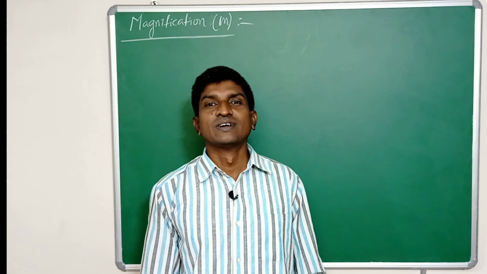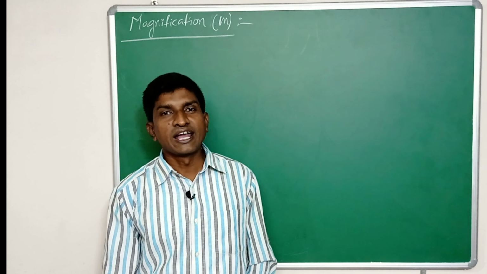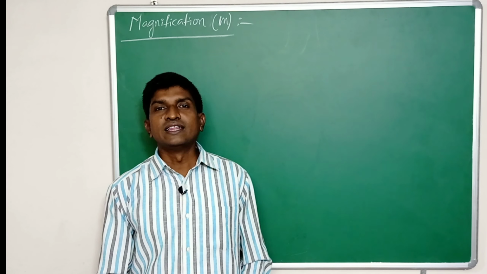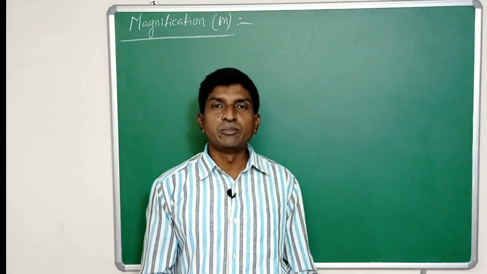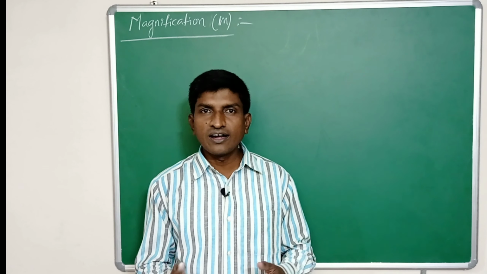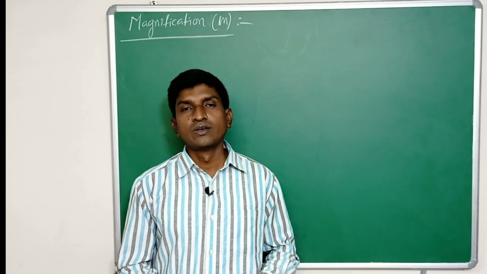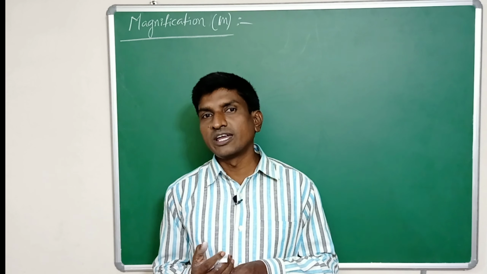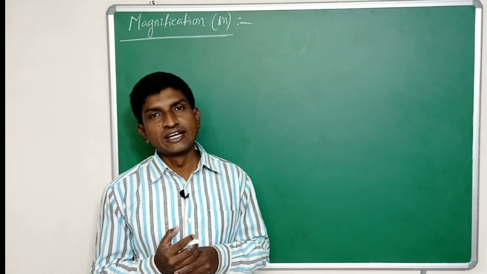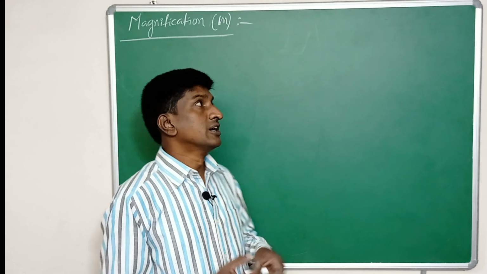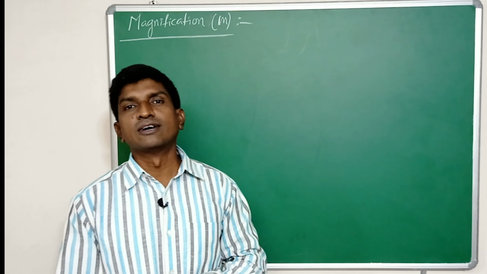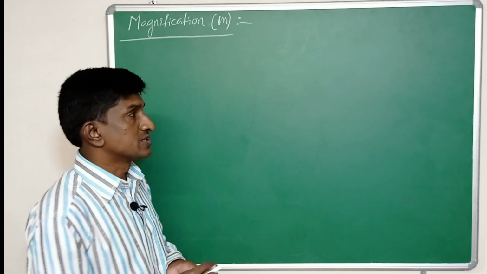Welcome. Now we will discuss the magnification of lenses. So we know that the size of the images are increasing or decreasing. To know whether the size of the image is increased or decreased in case of lenses, we use magnification. So let's derive the formula for the magnification.